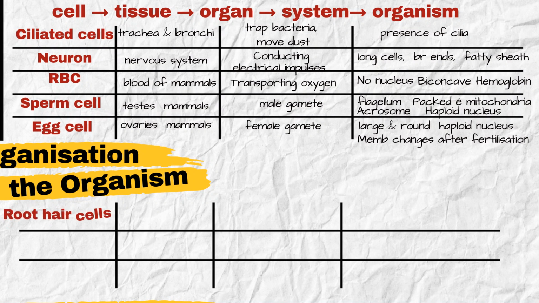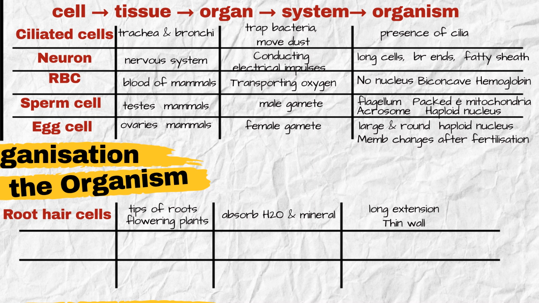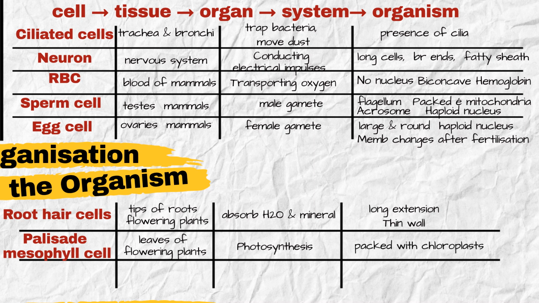First is the root hair cell. Place, near the tips of the roots of flowering plants. Function, to absorb water and mineral ions. To do this, it has a long extension, which increases surface area for absorption, and a thin wall, which helps water move in easily. Second is the palisade mesophyll cell. Place, in the leaves of flowering plants. Function, photosynthesis. It is packed with chloroplasts to do this function.